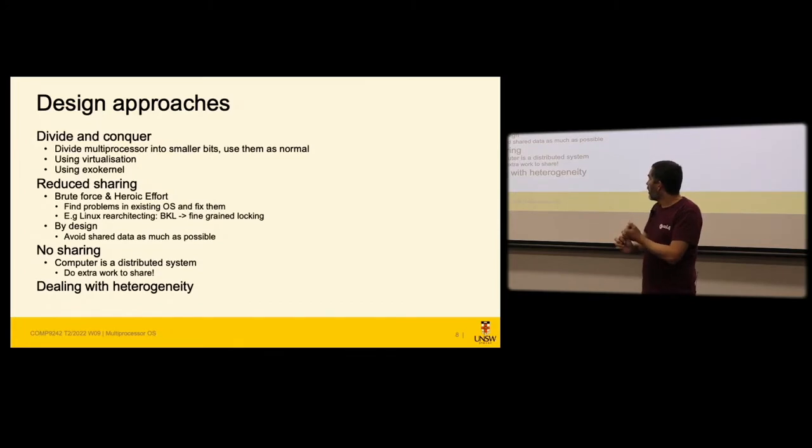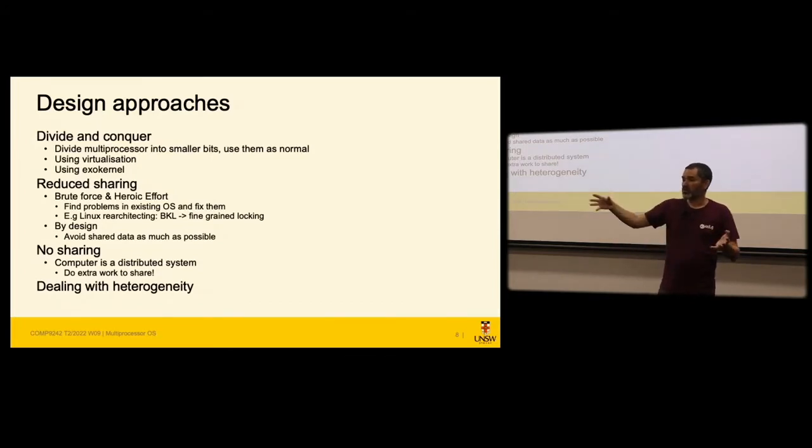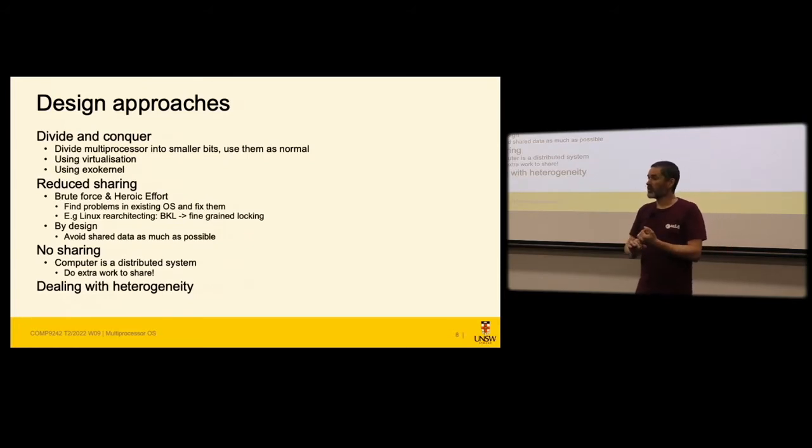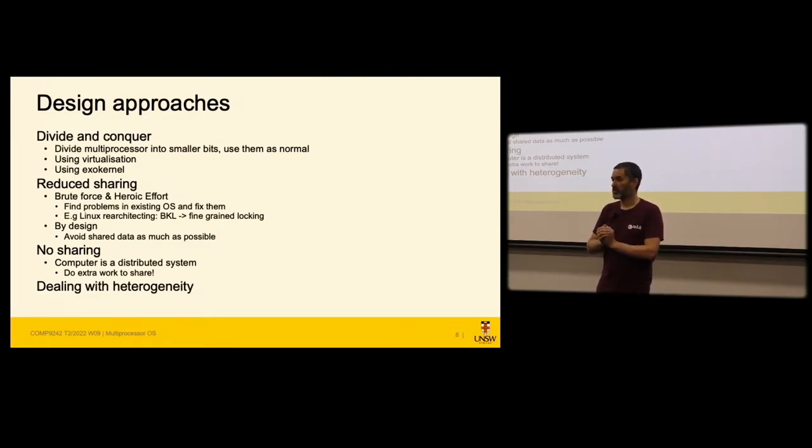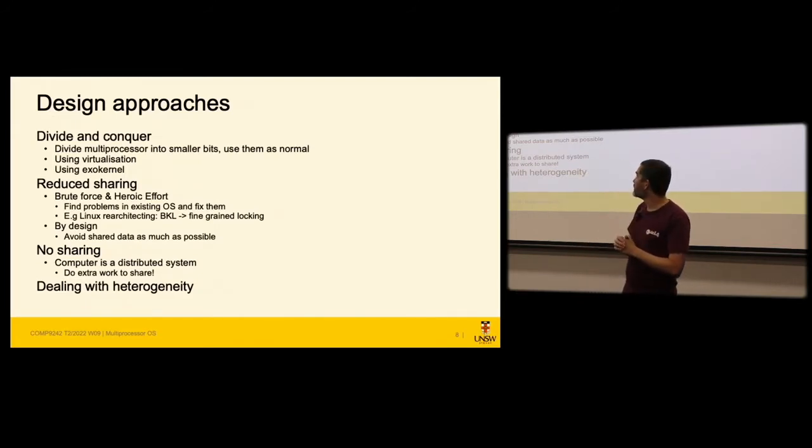Options for divide and conquer are to use virtualization, so run a bunch of virtual machines, or use something like an exokernel. An exokernel is a really small kernel, and all it does is manage the hardware. It basically provides you with hardware abstractions. We'll look at a couple of examples of how exokernels can be used to provide this kind of divide and conquer approach.